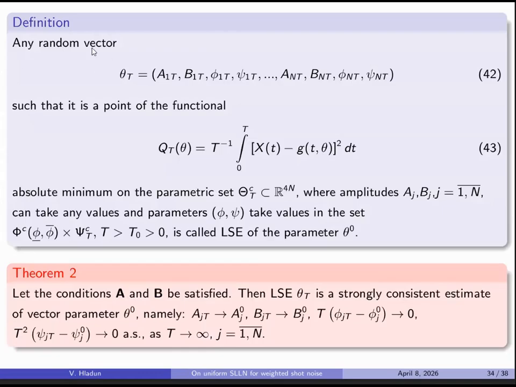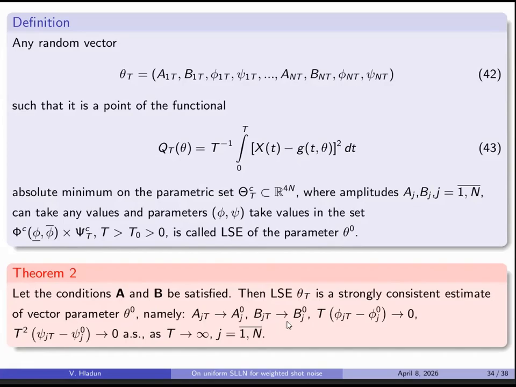Okay, so let's continue. And here we give the definition of the least squares estimator, and any random vector theta t that is given by formula 42 is such that it is a point of the functional 43 absolute minimum on the parametric set capital theta, where the amplitudes aj and bj can take any values, and the parameters phi and psi take values in this Descartes product of these parametric sets that were introduced in the previous slide, and it is called least squares estimate of the parameter theta 0.